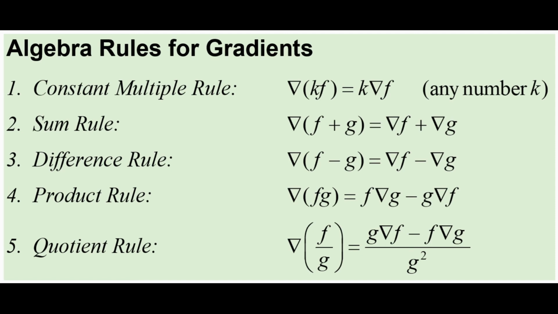The difference rule says that gradient of f minus g is equal to gradient of f minus gradient of g. The product rule says that gradient of the product of two functions f and g is equal to f times gradient of g plus g times gradient of f. The quotient rule says that gradient of f by g is equal to g times gradient of f minus f times gradient of g, all divided by g squared, provided the denominator never becomes 0.